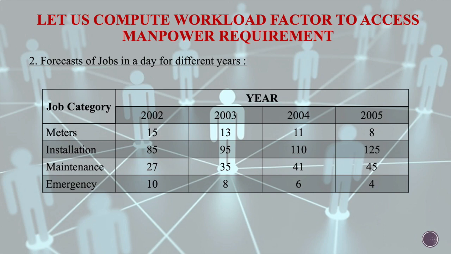for example, in a span of 4 years from 2002 to 2005, you can see for meters, it is 15 in 2002, 13 in 2003, 11 in 2004, 8 in 2005. Similarly, installations, you may find out that 2002, 85, 2003, 95, 2004, 110, 2005, 125. Maintenance, it will be 27 in 2002, 35 in 2003, 41 in 2004, 45 in 2005. Similarly, in case of emergency, 2002, 10, 2003, 8, 2004, 6, 2005, 4.